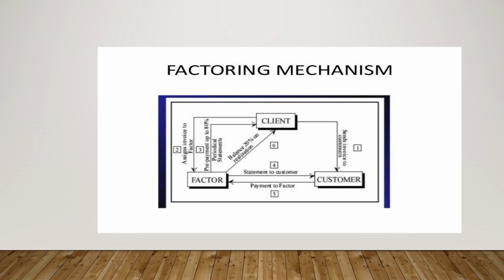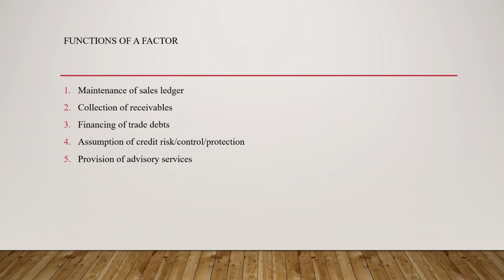If we see the functions of factoring, depending on the type of factoring, the main functions of the factor can be classified into 5 types. Thus, for factoring services, there are 5 major functions: maintenance of sales ledger, collection of receivables, financing of trade debts, assumption of credit risk control or protection, and provision of advisory services by the factor institution.